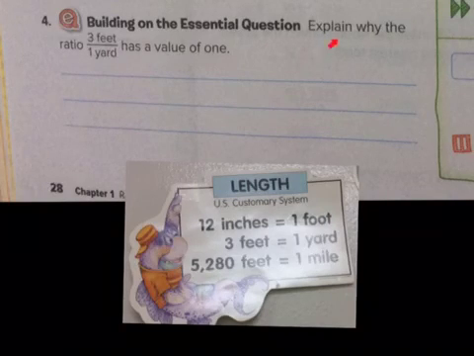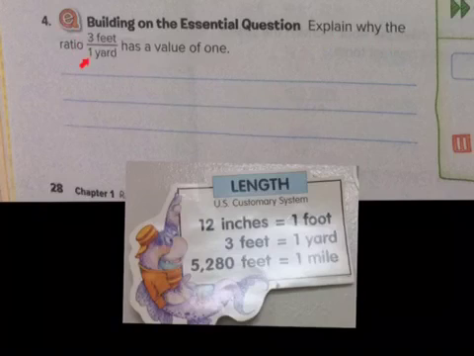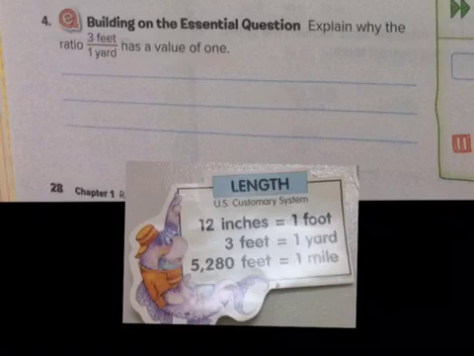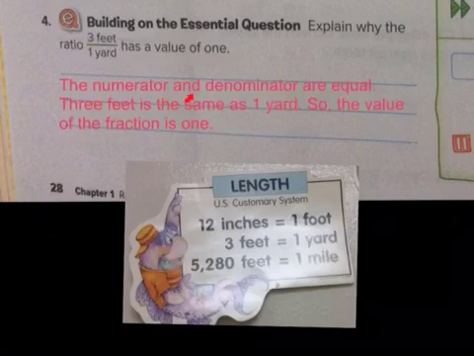Number 4. Explain why the ratio 3 feet over 1 yard has a value of 1. So 3 feet to 1 yard. Well, we're using different measurements here. We're using feet and we're using yards. But if you look at our wall in our classroom, you can see that 3 feet is 1 yard. So this is essentially like saying 1 yard over 1 yard, or 3 feet over 3 feet. That's why it has the value of 1. The numerator and the denominator are equal. 3 feet is the same as 1 yard. So the value of the fraction is 1.